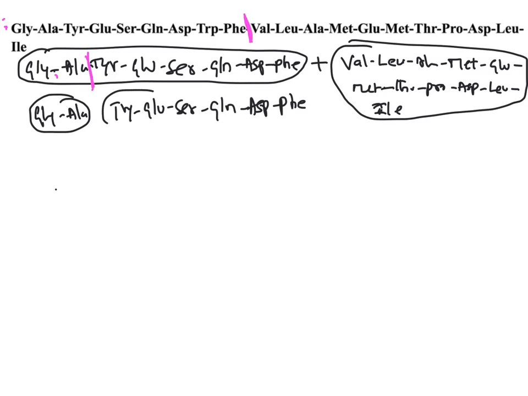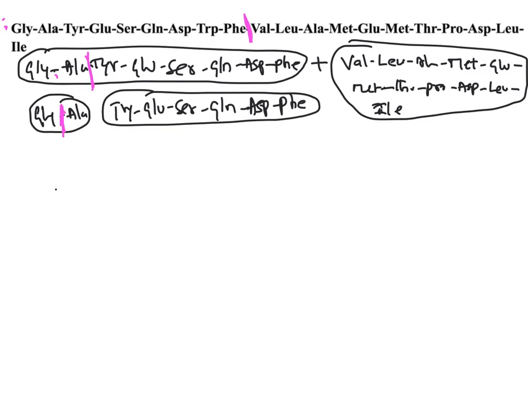Now let's see how to further digest this. Let's talk about glycine and alanine here. Glycine and alanine are both hydrophobic amino acids. Now there is only one peptide bond, so this has to be handled by exopeptidases. The carboxypeptidase A enzyme is specific for carboxy terminus hydrophobic amino acids. It means alanine is a hydrophobic amino acid, and this bond can be broken by the carboxypeptidase A enzyme.